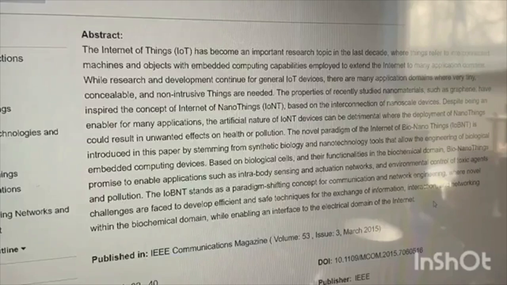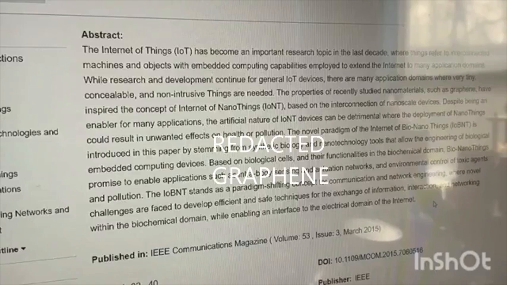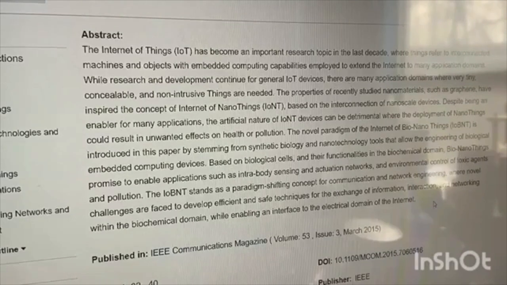There are many application domains where very tiny, concealable, and non-intrusive things are needed. The properties of recently studied nanomaterials have inspired the concept of the Internet of Nanothings based on the interconnection of nanoscale devices. Despite being an enabler for many applications, the artificial nature of the Internet of Nanothings devices can be detrimental, where the deployment of nanothings could result in unwanted effects on health or pollution.